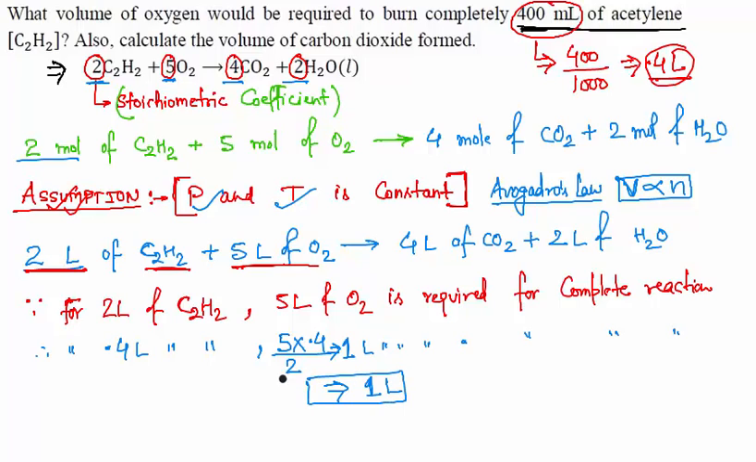Now again use the stoichiometric coefficients to solve the other part: calculate the volume of carbon dioxide formed. From 2 liter of C2H2, we form 4 liter of carbon dioxide.